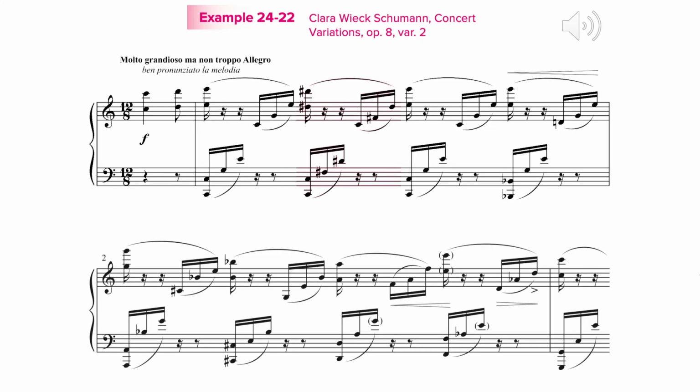And this is another example by Clara Schumann. Let's listen to it first. The excerpt is in C major, and it begins with tonic chord. And this is also tonic chord.